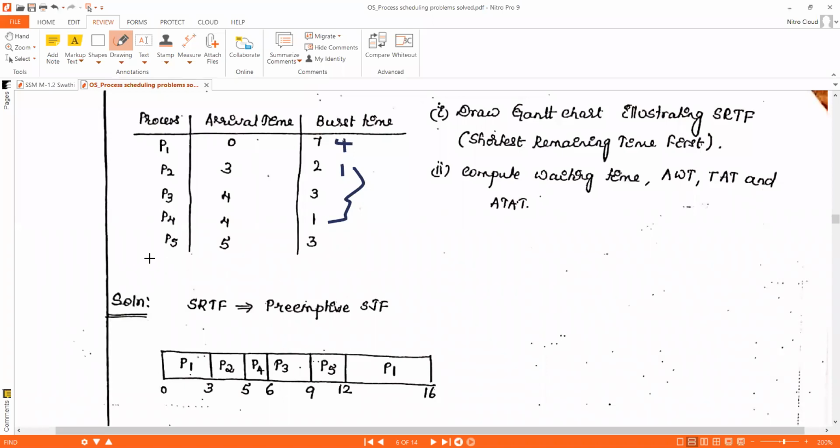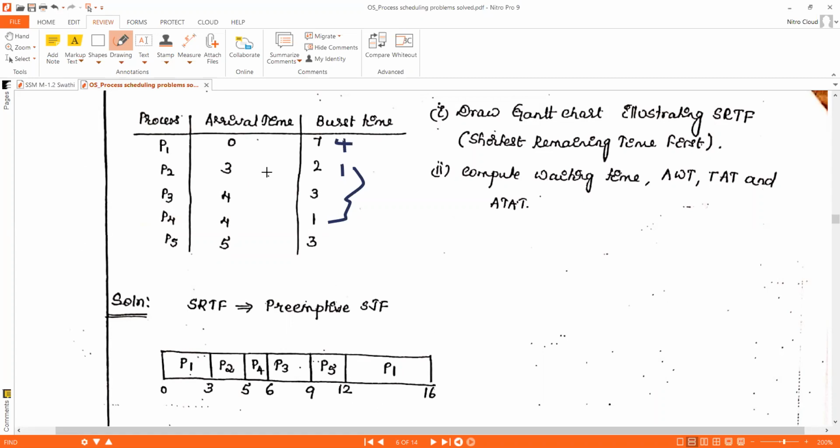Next, process 5 will be scheduled, because process 1's burst time is 4 milliseconds and process 5's burst time is 3 milliseconds. So process 5 has the shortest burst time, and the CPU will be scheduled for process 5. Process 5 will start its execution at clock time 9 milliseconds, and its burst time is 3 milliseconds, so 9 plus 3 is 12 milliseconds. Process 5 will complete its execution.